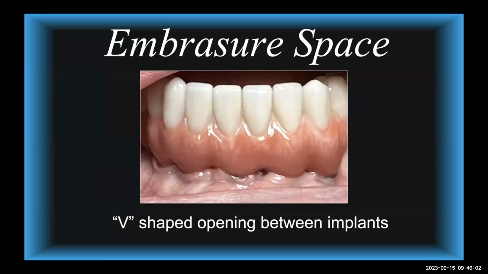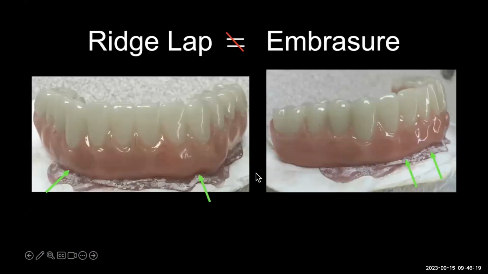Okay, let's move on. Embrasure space. Now, embrasure space is usually used as a term with natural teeth. Basically, it's the V-shaped area between natural teeth. But there's also embrasure areas on a prosthesis where there's an opening. And this is what I want you to take home from this. Here's a prosthesis that comes back from the lab. There's no embrasure area. There's no way that this patient would ever be able to even know where the implants are to put floss in to clean it.